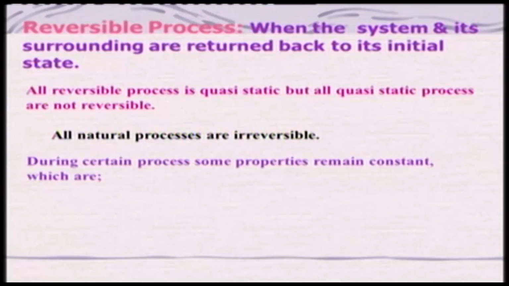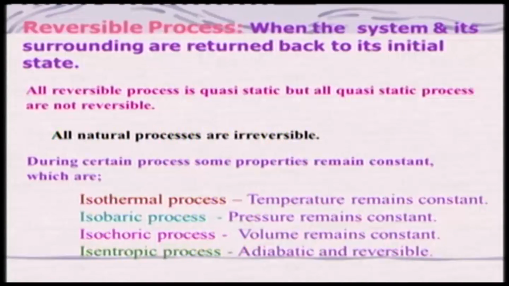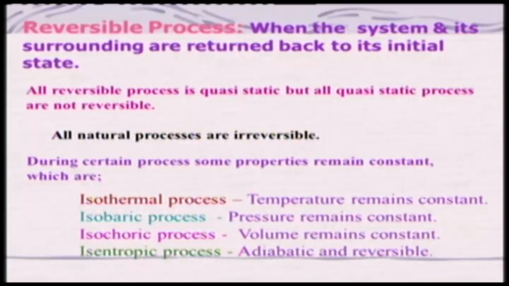And during certain processes, some properties may remain constant, which might have practical implications also, and those processes we can define in different ways, which you might be aware of. If the temperature remains constant, what do we call that process? Isothermal. If pressure remains constant, we call it an isobaric process. If the volume remains constant, then we call it an isochoric process. And if it is adiabatic, that means there is no heat transfer between system and surroundings, and also it is reversible, right, then we call it an isentropic process, right.